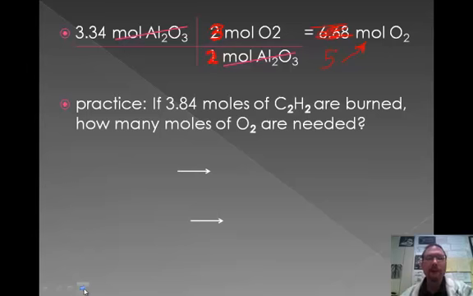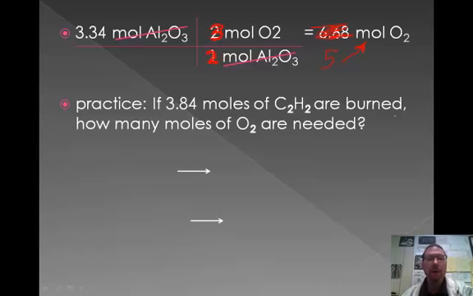Okay, let's look at this practice problem here. If we have 3.84 moles of, that looks like ethine, C2H2, how many moles of O2 are needed? Now, if I'm not mistaken, I believe that ethine is also commonly known as acetylene. So if we have any welders in the audience, that's what you've got in your acetylene torch. Okay? Wants to know how many moles of O2 are needed.